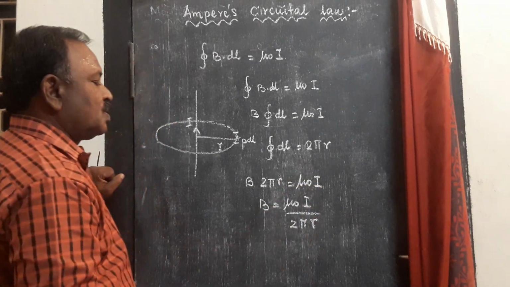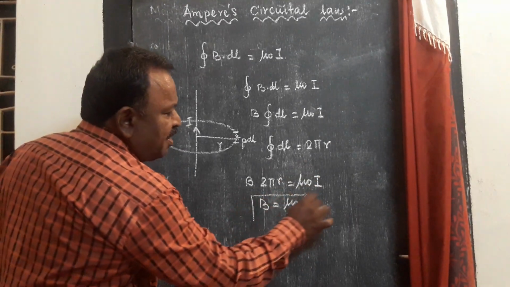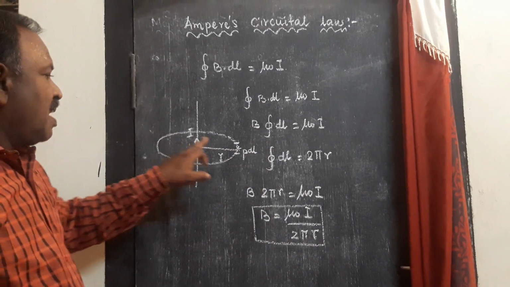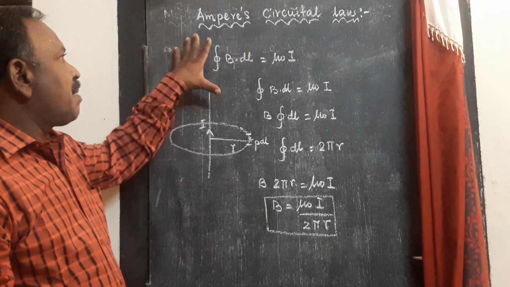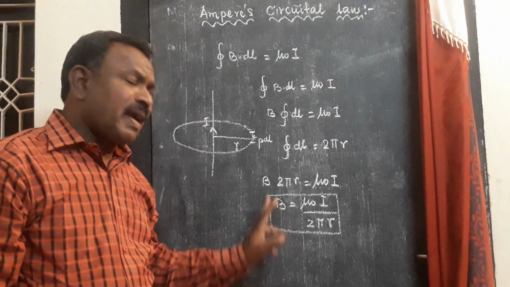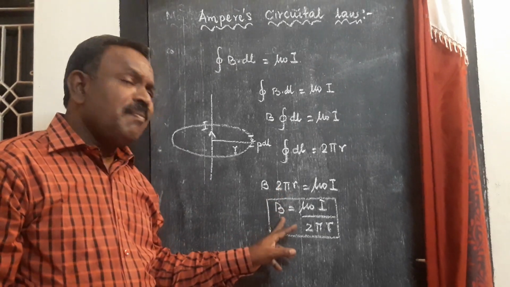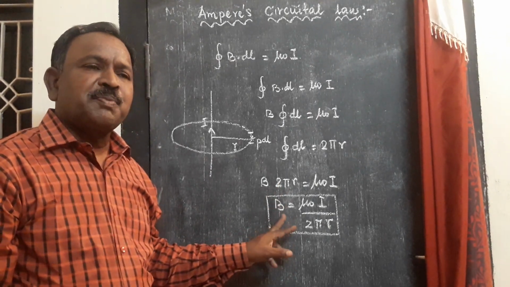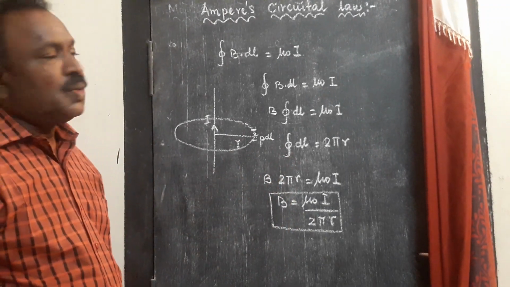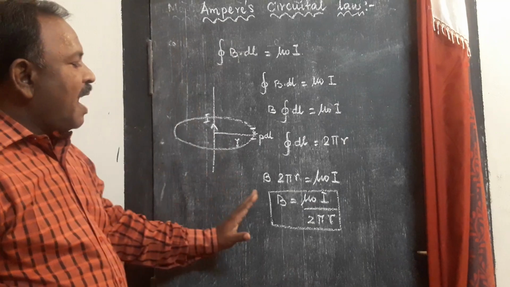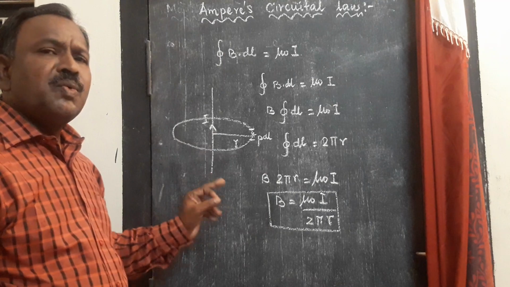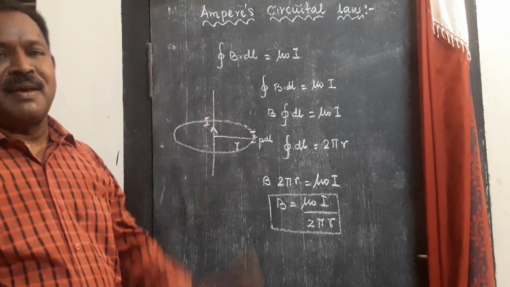This is the magnetic field due to this current carrying conductor at the point P by applying Ampere's circuital law. This expression is the same as the expression we obtained by Biot-Savart's law. This is how we can apply Ampere's circuital law to find the magnetic field due to a current carrying conductor.